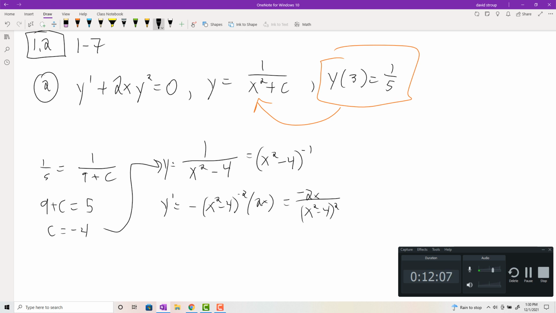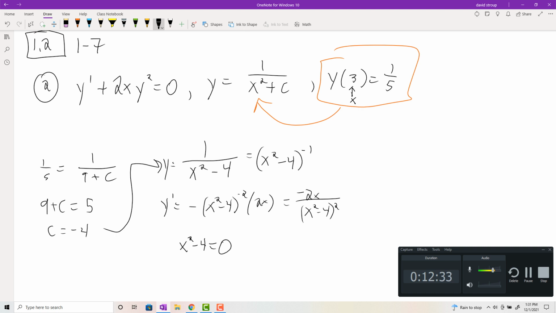So both of the functions, the derivative and its original function, had the same issue whenever x squared minus 4 is 0. That's the troublemaker. So we just need to make sure that that's not the case in our interval of definition, and we need the interval that contains the x coordinate 3 above, from the initial condition.